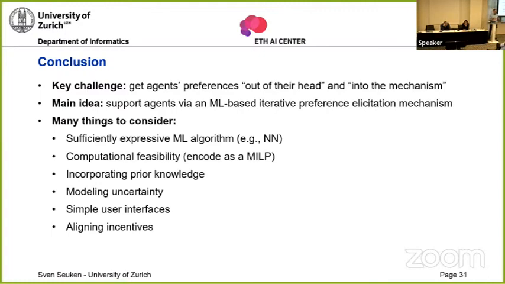Sufficiently expressive machine learning algorithms, for example, neural networks, making sure it's computationally feasible. Often that means being able to encode it as a mixed integer linear program. Incorporating prior knowledge if you have it in your domain, modeling uncertainty if that's important, and then making sure you have a simple user interface. In the course allocation domain, for us, that meant using pairwise comparison queries, and of course, aligning the incentives of the agents.